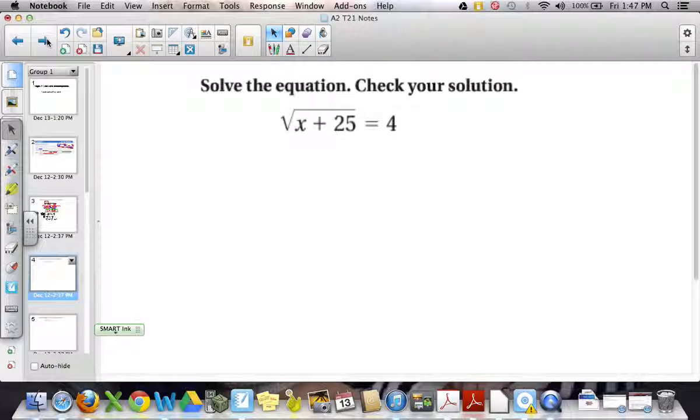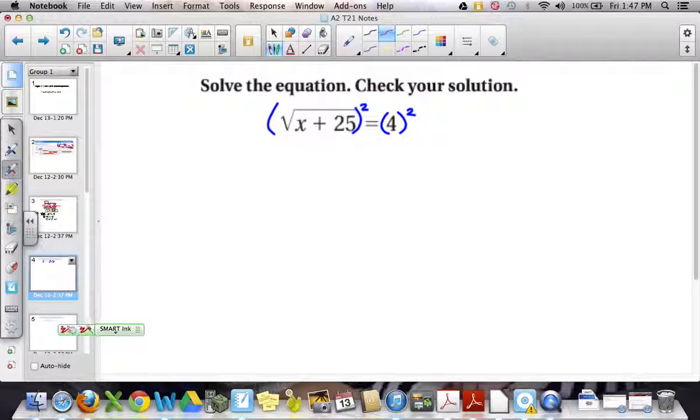All right, our second example, we have a square root this time. In this case, we don't have to isolate the radical, it already is. We don't have anything along with that square root. So we're going to go right ahead and square both sides. Squaring the left side just undoes the square root, and we're left with x plus 25. On the right side, we're squaring 4, so we get 16.